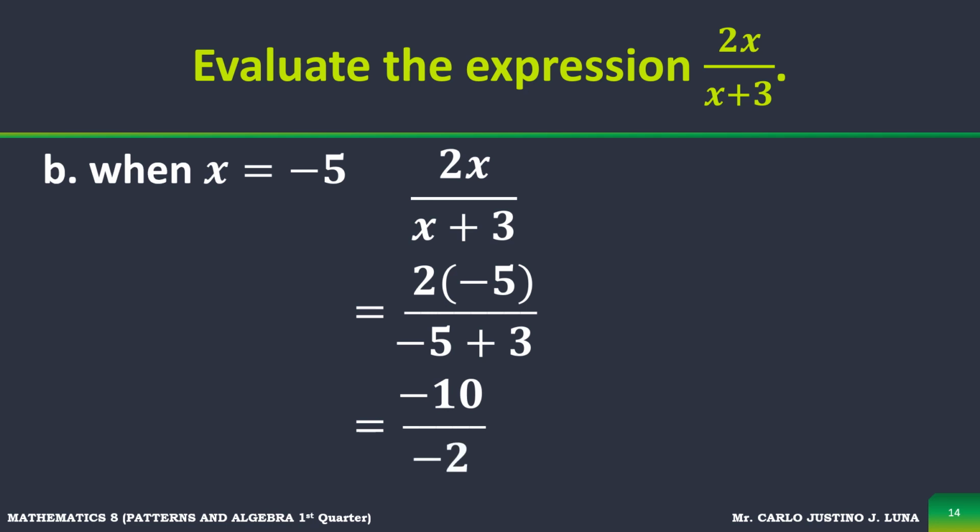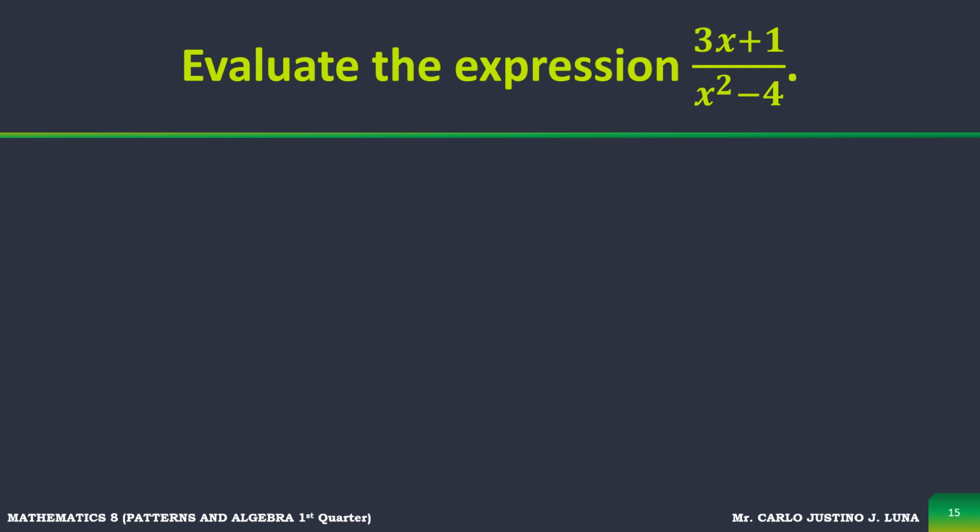Okay? But this is not yet the final answer. Why? Because we can still simplify negative 10 over negative 2. Okay? So negative is positive. And then 10 divided by 2 is 5. So the answer is positive 5. Okay? So if our x is negative 5, the value of our expression is positive 5. Okay? Understood?